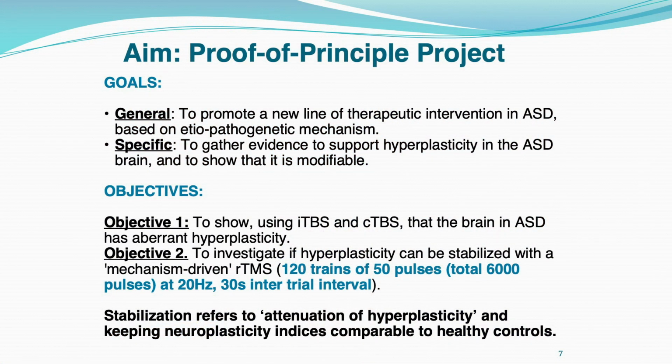So with this background, I will share the goal of my research project. Basically, we would like to promote a new line of therapeutic intervention in autism, which is based on the core pathogenic mechanism of autism. I have two objectives. The first objective is using iTBS and cTBS to confirm that the brain in autism is indeed hyperplastic.